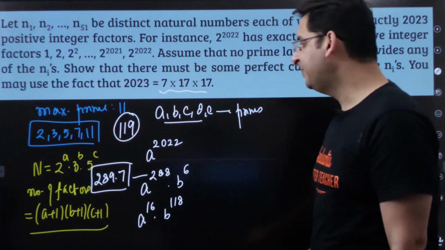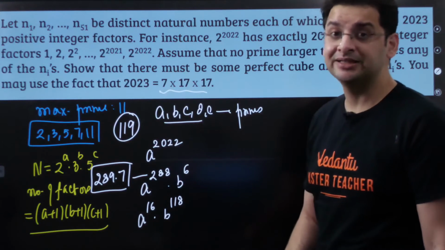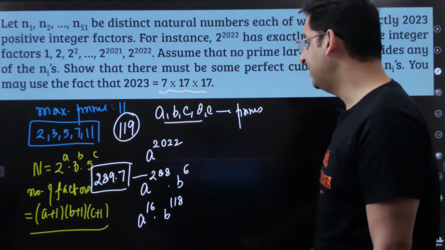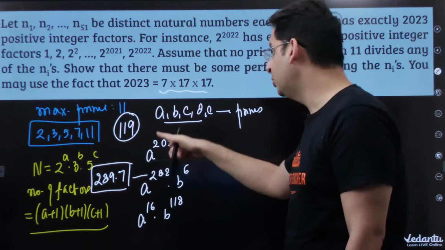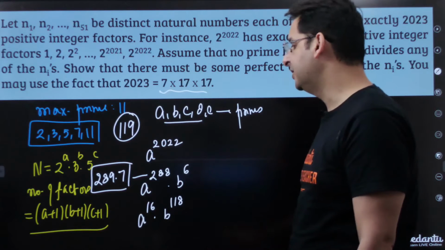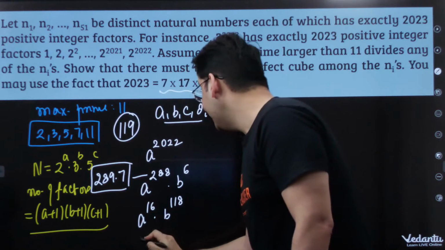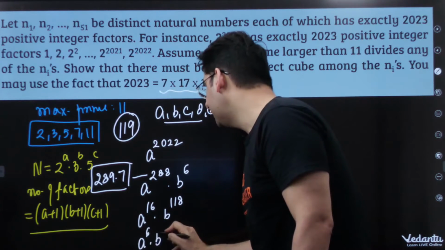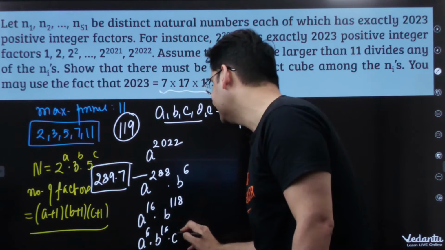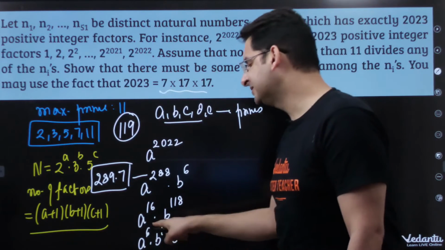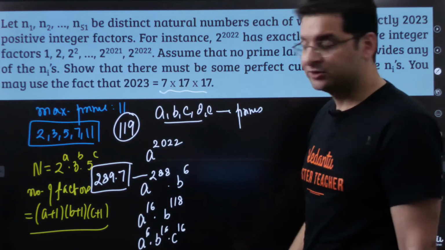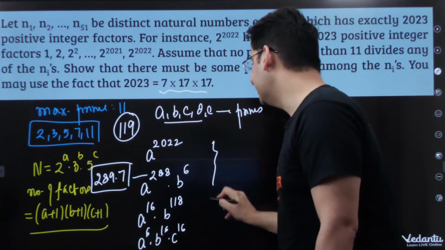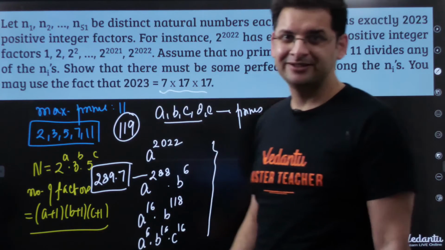So A to the power 16, B to the power 118 is another way of putting this prime number, wherein the number of factors of this form, where A and B are primes, is 17 into 119. So 17 into 119 is another way. The other way would be A to the power 6, B to the power 16, C to the power 16. So that way 7 into 17 into 17 would make it 2023. So this is another way of writing it. And these are the only possible ways.